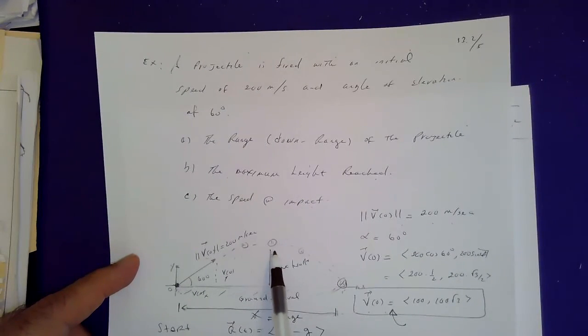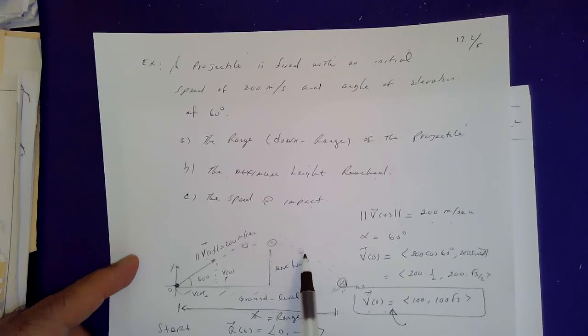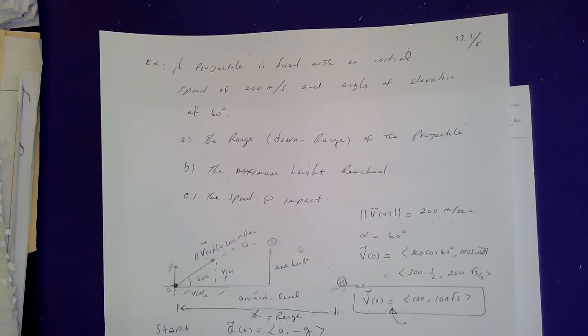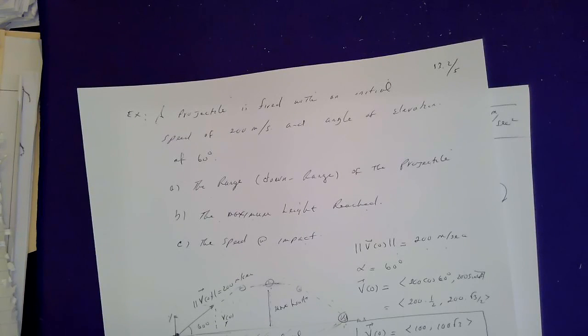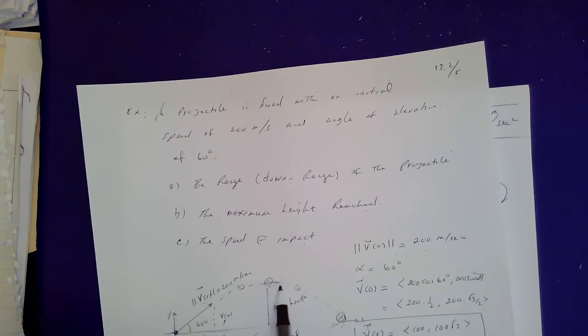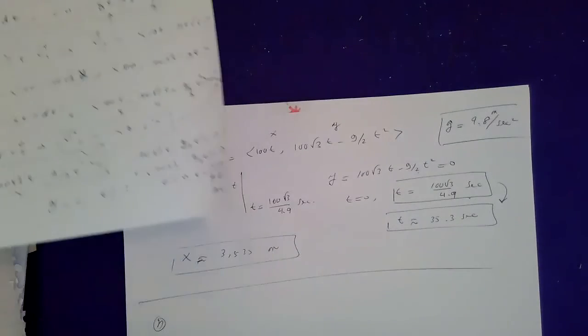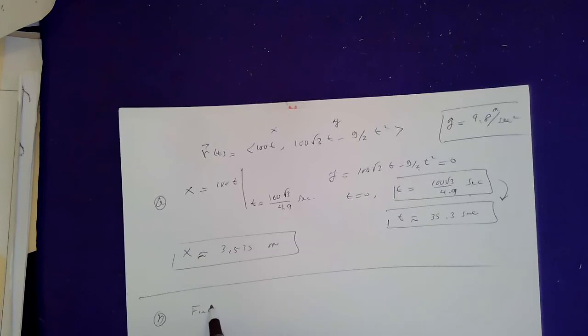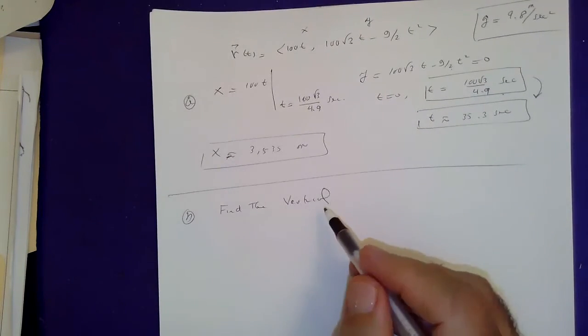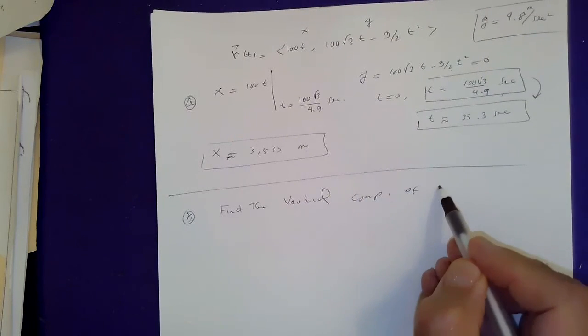To find the maximum height, either I take the derivative of the position vector and set the y component equal to 0, or set the y component of the velocity equal to 0, because at the maximum, the tangent is 0. The tangent line is horizontal, so it's 0 slope. So one way to do this is to find the vertical component of the velocity.